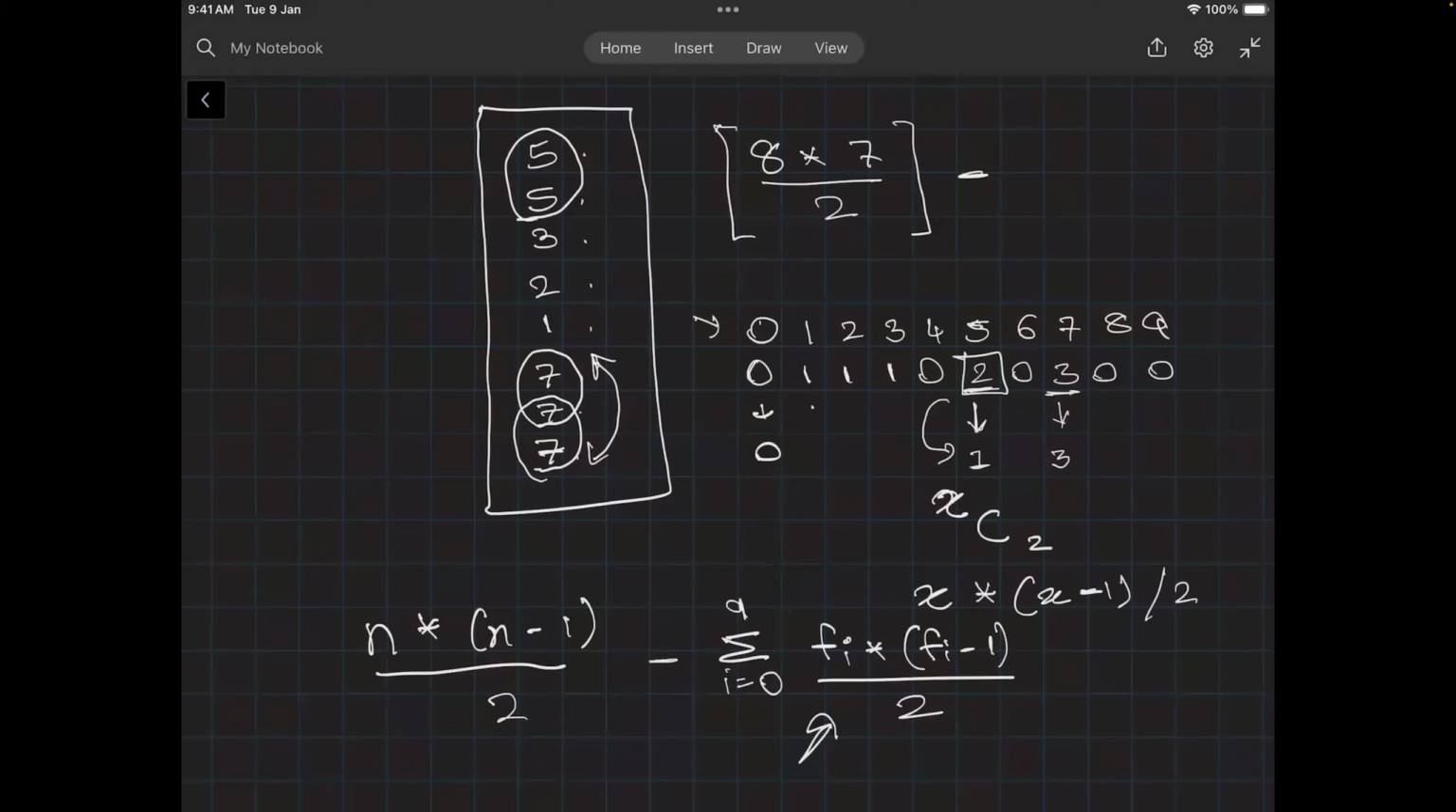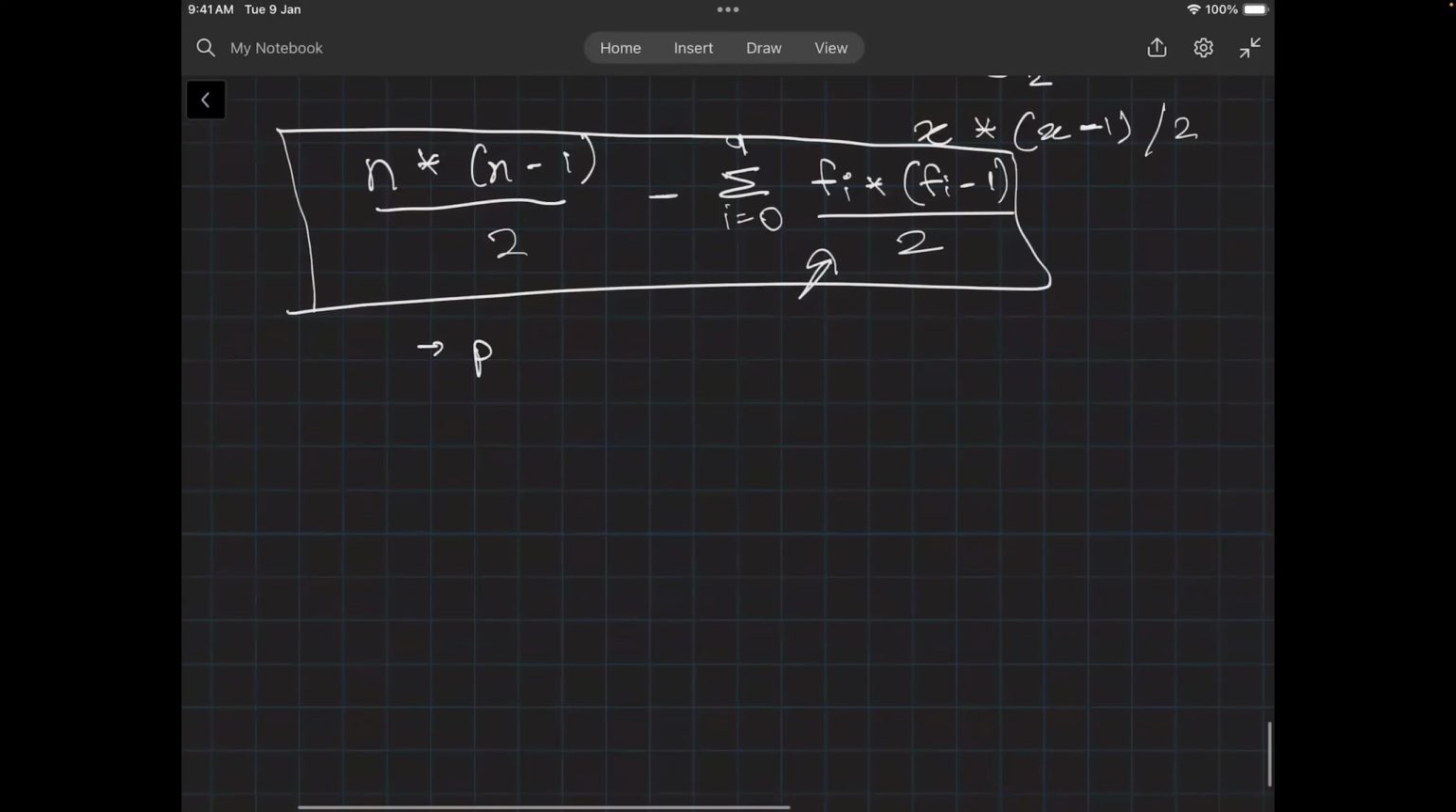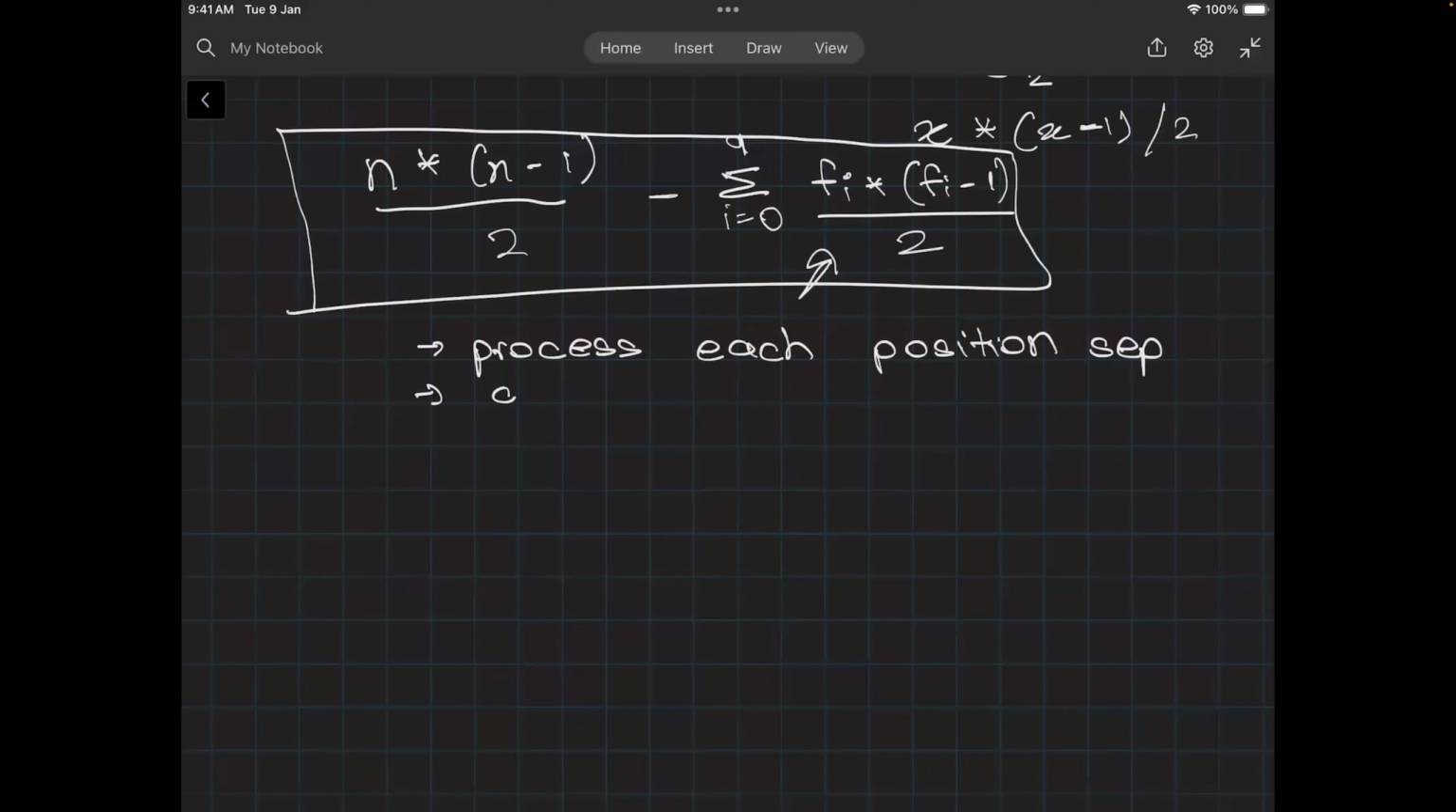For 0, it is going to be 0. For 1, it is going to be 0. For 2, it is going to be 1 because 2 into 1 divided by 2 is 1. For 3, it is going to be 3 because 3 into 2 divided by 2. And for everything else, it is 0. So this is the formula that we come up with. So what did we discuss, guys? First, we can process each position separately. And second, we need to apply this formula to get the answer of each position.